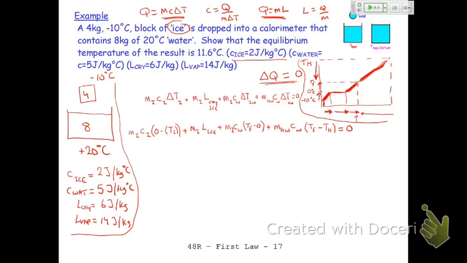Cool. So put numbers in now. The problem's done, basically. Let's just put some numbers in. What does the TH stand for? Well, it's T hot. It's the hot water that's cooling down. So the mass of the ice is 4, and the specific heat for the ice is 2. And then we have 0 minus 10.